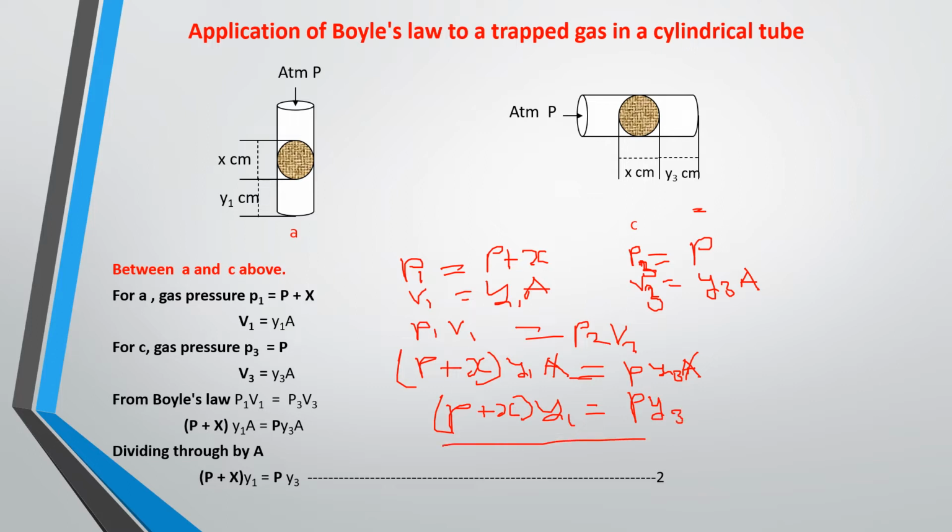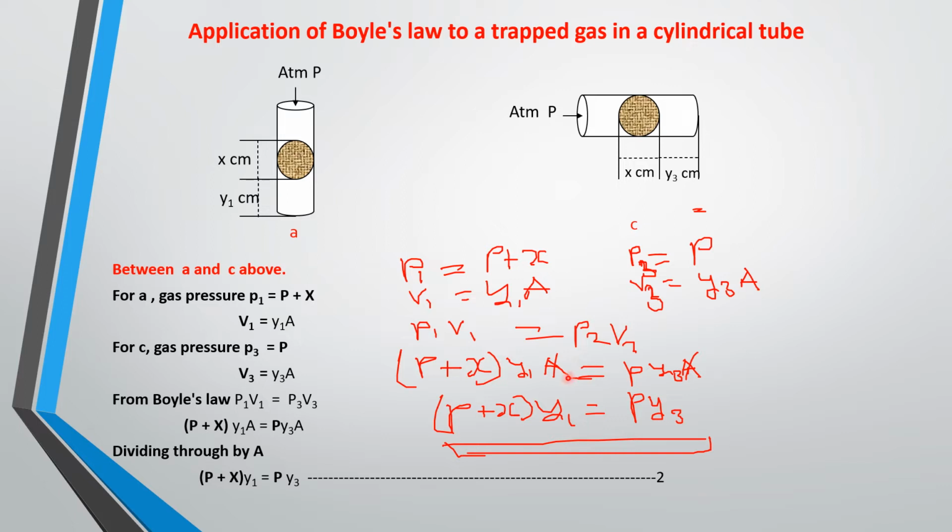Okay, so this is the equation that applies when you have these two situations: when the tube is held vertical with the closed end at the bottom, and when it is held horizontal. Don't forget that when it is held vertical with the closed end at the bottom, the pressure on the gas is atmospheric pressure plus the length of the mercury. When it is held horizontal, the pressure on the gas is just atmospheric pressure. I hope you can differentiate this. Please take note of that.